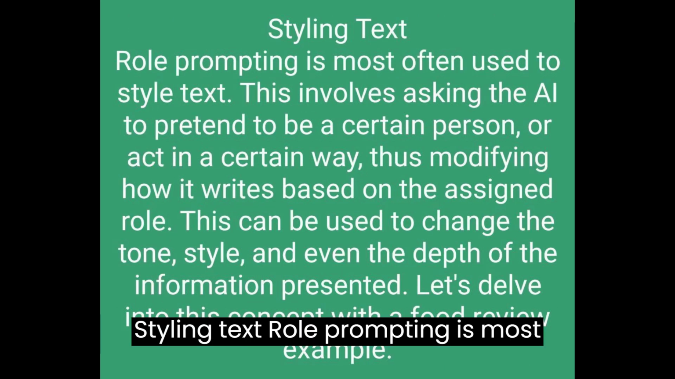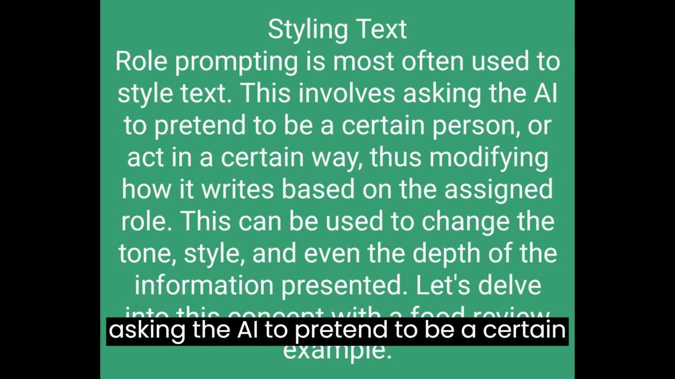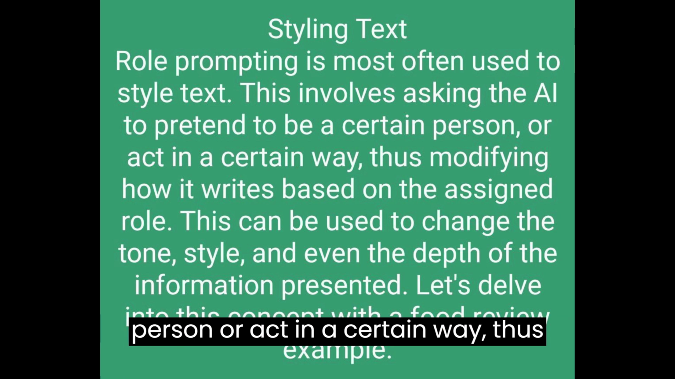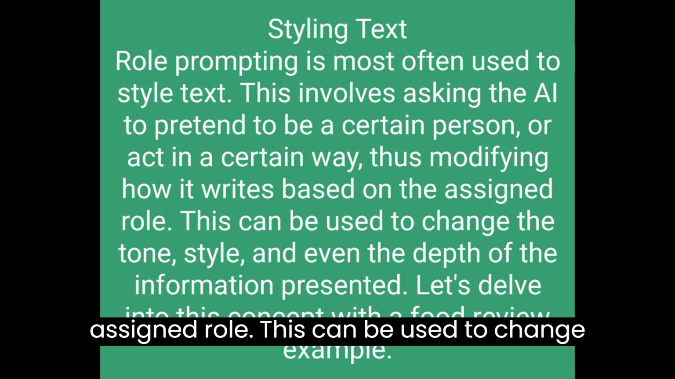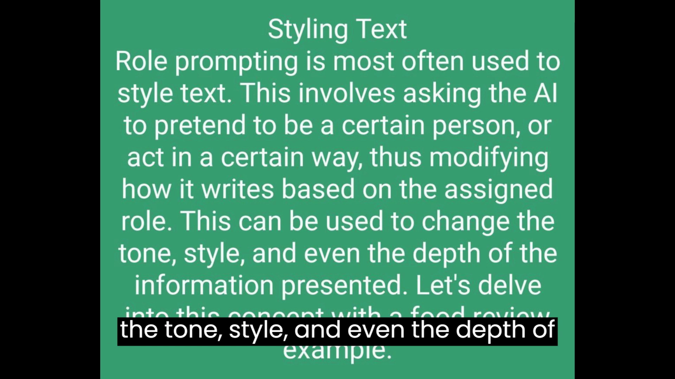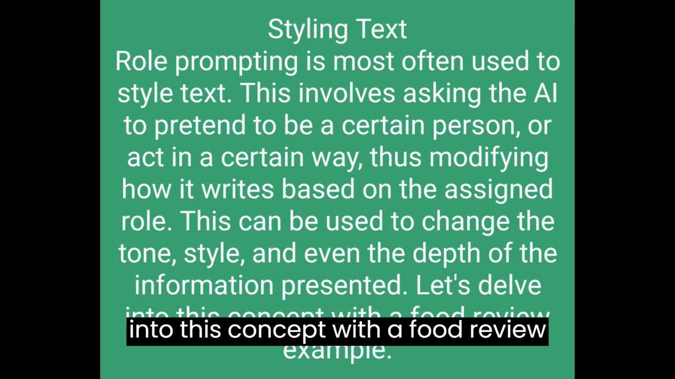Styling text. Role prompting is most often used to style text. This involves asking the AI to pretend to be a certain person or act in a certain way, thus modifying how it writes based on the assigned role. This can be used to change the tone, style, and even the depth of the information presented. Let's delve into this concept with a food review example.